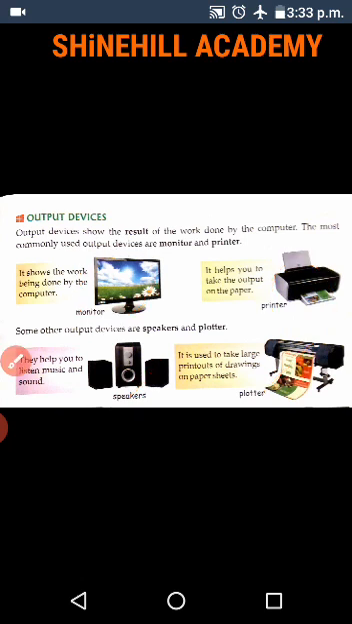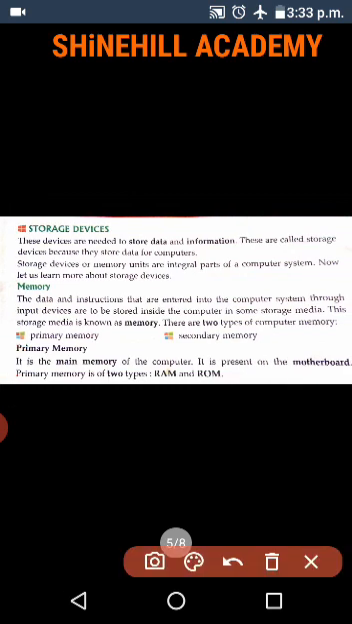Okay. Next one, the storage device. These devices are needed to store data and information. These are called storage devices because they store data for computers. The storage part is divided into 2 types. They are primary memory and secondary memory. Primary memory is the main memory of a computer. It is present on the motherboard.